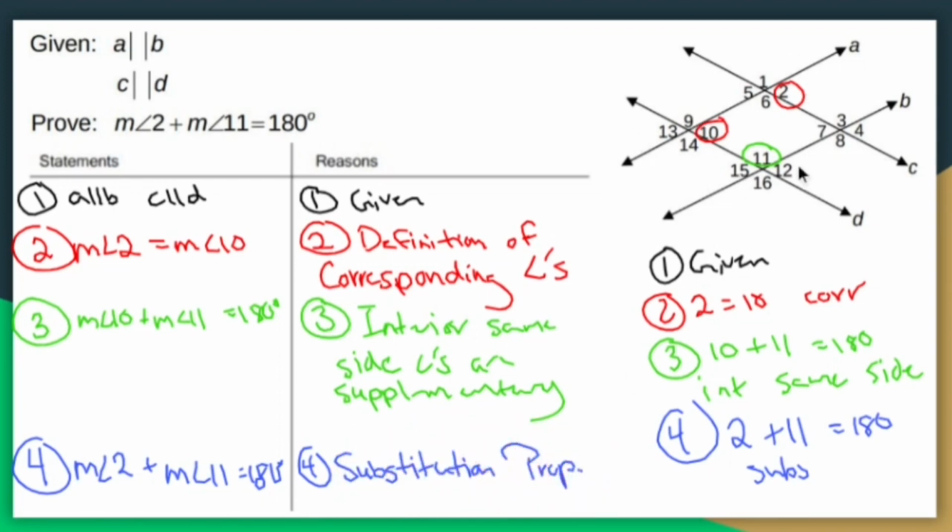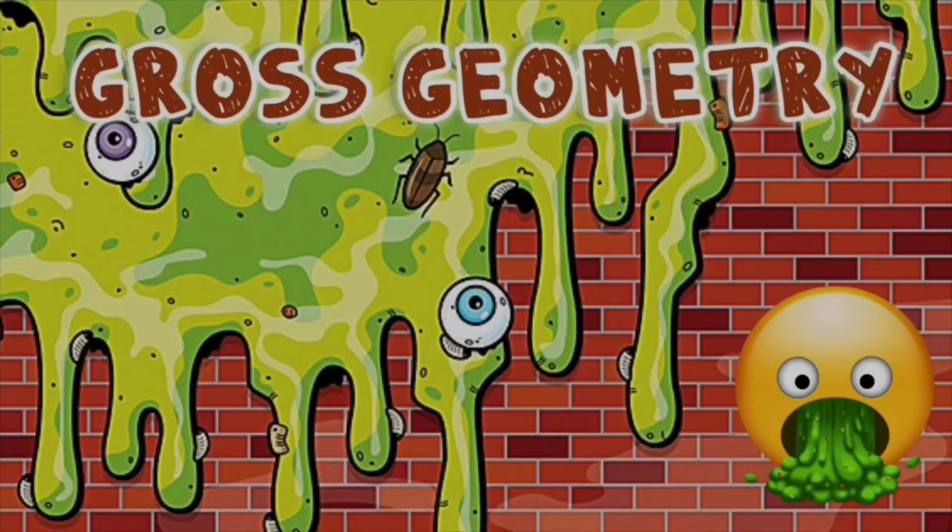So when given a bunch of parallel lines, use that. You're going to use words like interior angles or alternate interior angles, alternate exterior angles, corresponding, same side, supplementary. You're going to use all of that to your advantage. And from there, we were only able to do this in 4 steps. So not so bad. I'll take it.